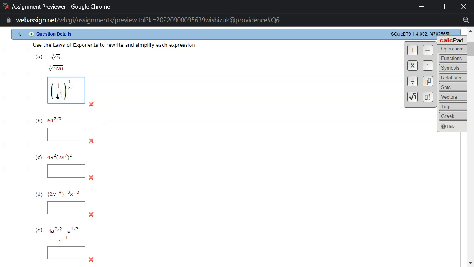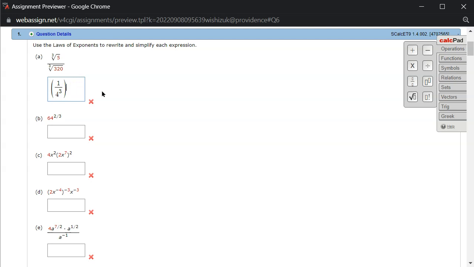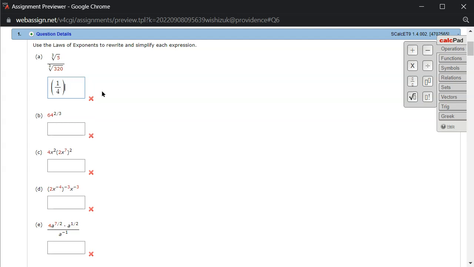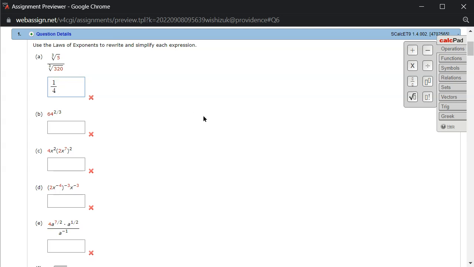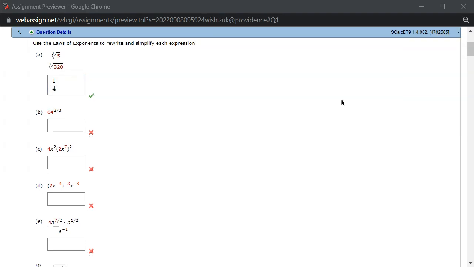Then you can distribute this power to the top and bottom. Once you distribute the 1/3 power, 1 to the 1/3 power is still 1. 4 cubed to the 1/3 power, so the cube will cancel out. So you will just get 1/4, and that's it. I'm going to get rid of the parentheses, since we don't really need them. Let's check the answer. I came back and it looks like we got part A correctly.